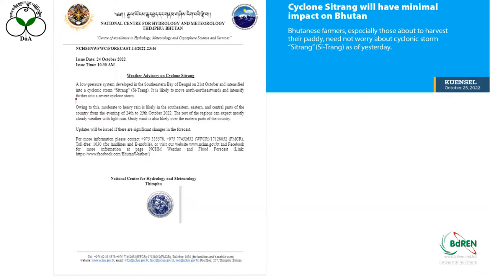harvesting season, because till now the withdrawal of monsoon would normally take place towards the middle of September. Now monsoon is even delayed towards the end of October. So these are signs of climate change, and we definitely need to be more prepared.